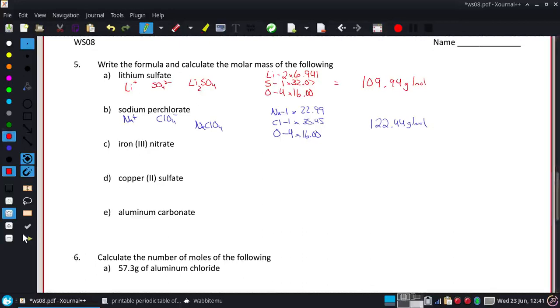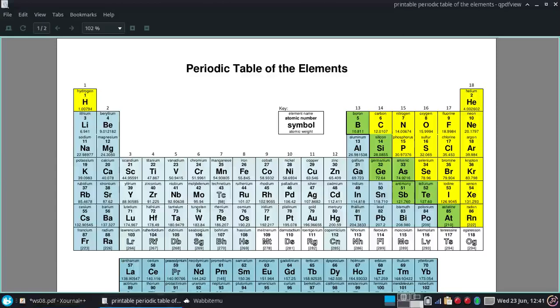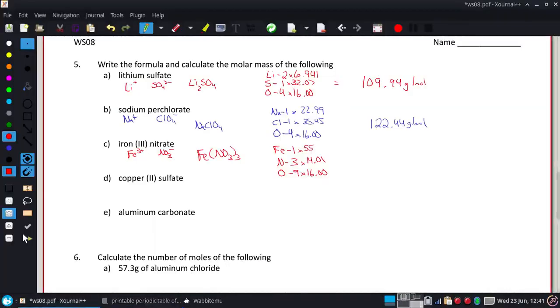Okay. Iron 3 nitrate. Iron 3, Fe3+, nitrate NO3-. So iron 3 nitrate is Fe(NO3)3. It's 1 iron, 3 nitrogens, and 9 oxygens. And it's 55.85. We end up with 241.88 grams per mole.